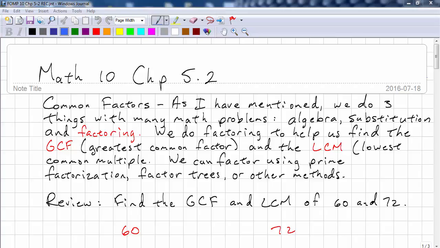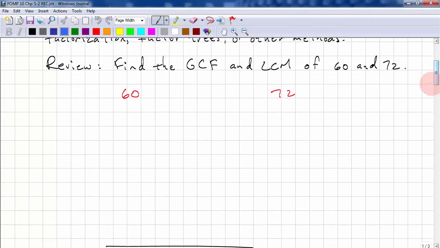We can factor using prime factorization, factor trees, or other methods. So let's review greatest common factor and lowest common multiple of 60 and 72. So we're going to use a factor tree here. So we're looking for two things that multiply to 60, and 2 works. Now we're looking for things that multiply to 30. We don't need things to multiply by 2 because 2 is prime. So 6 times 5. 5 is also prime, so we don't have to do anything with that.